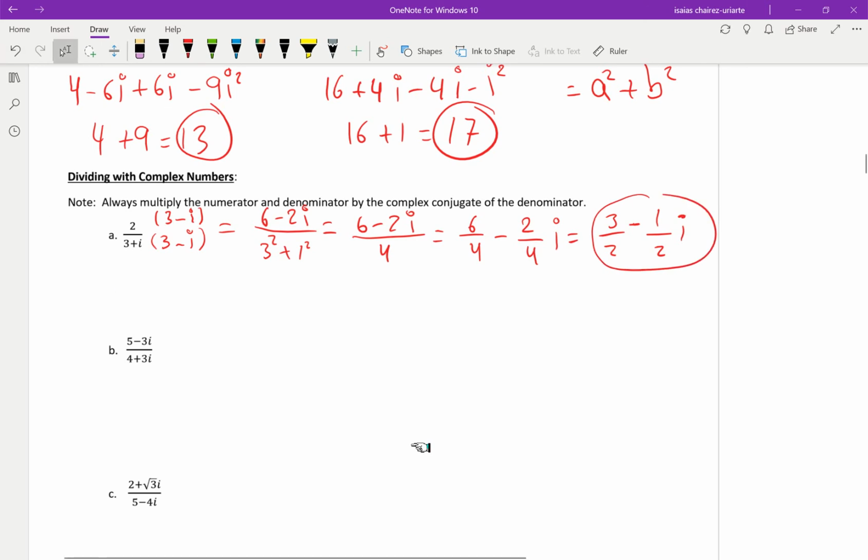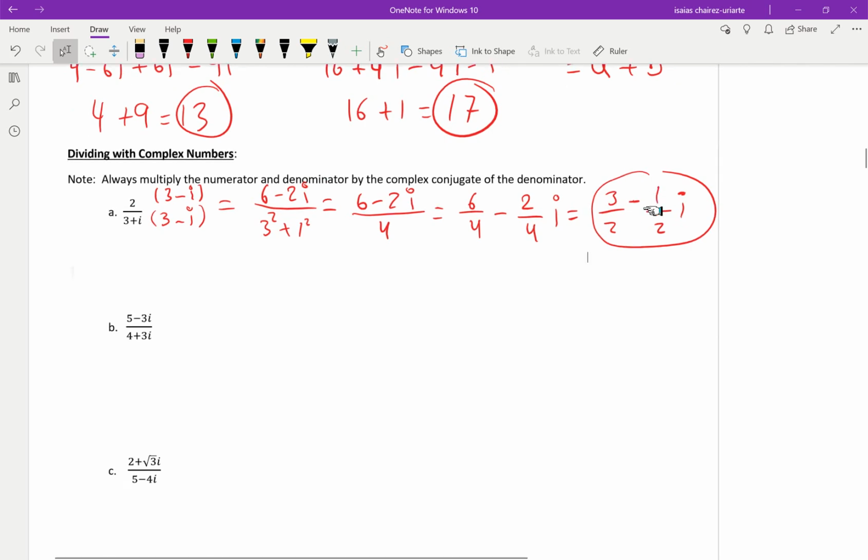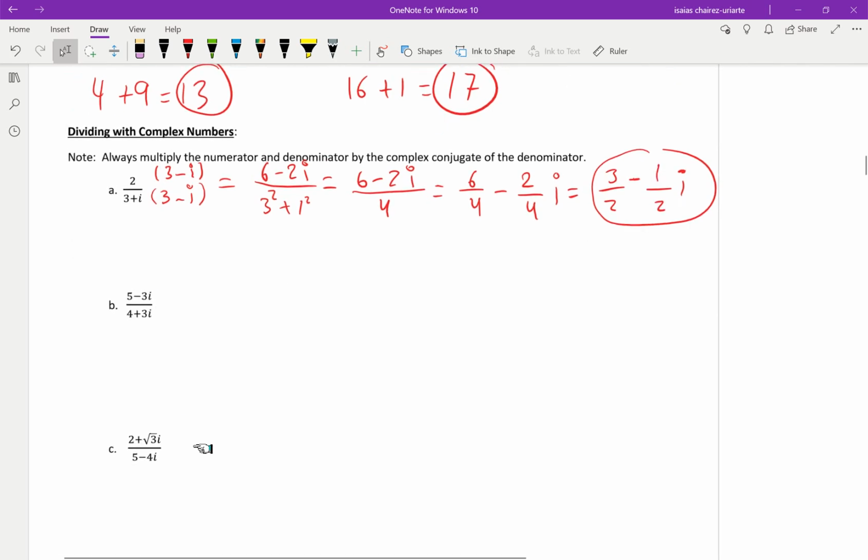So I am writing the division as a complex number. So 3 halves is my real part, minus 1 half is my imaginary part. Okay, pause the video. Try to perform the other two divisions on your own.